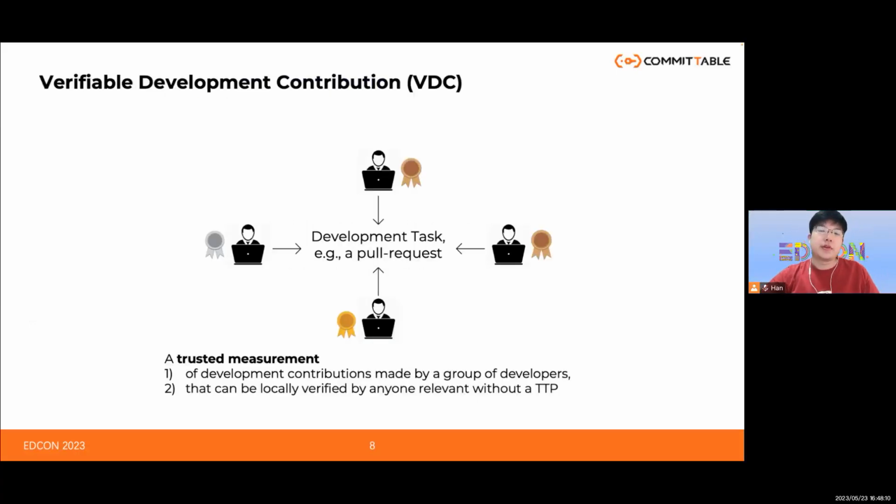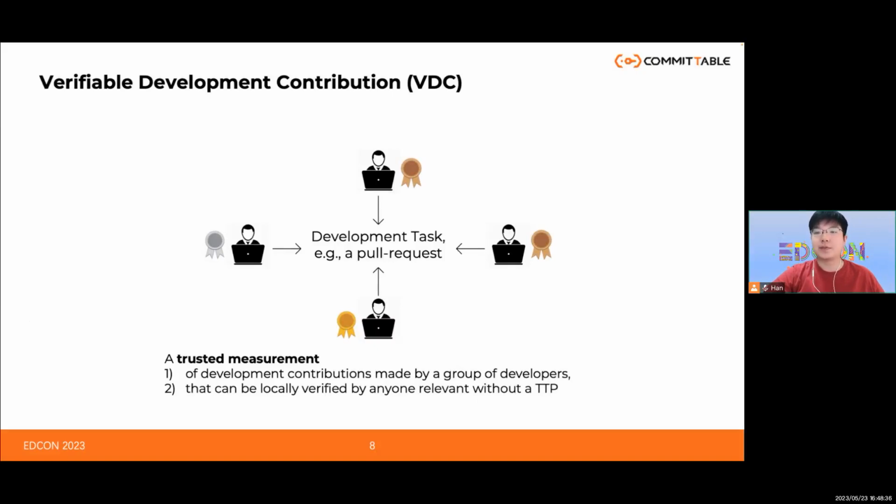So our proposal in this context is Verifiable Development Contribution, or VDC. In a collaborative development task, for example, a pull request, VDC is a trusted measurement of development contribution made by all participating developers, and it can be locally verified without a trusted third party. Anyone who sees the VDC is able to understand which one is making what level of contribution and why it is the case.